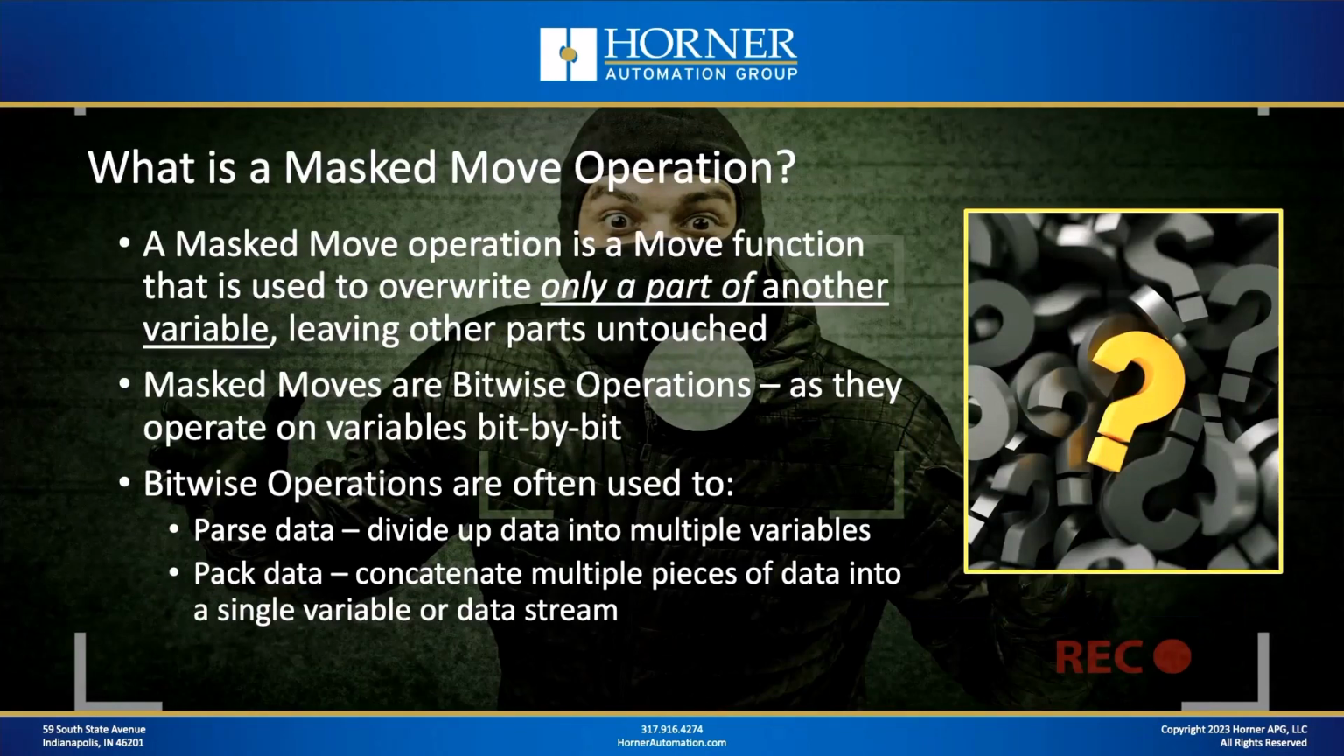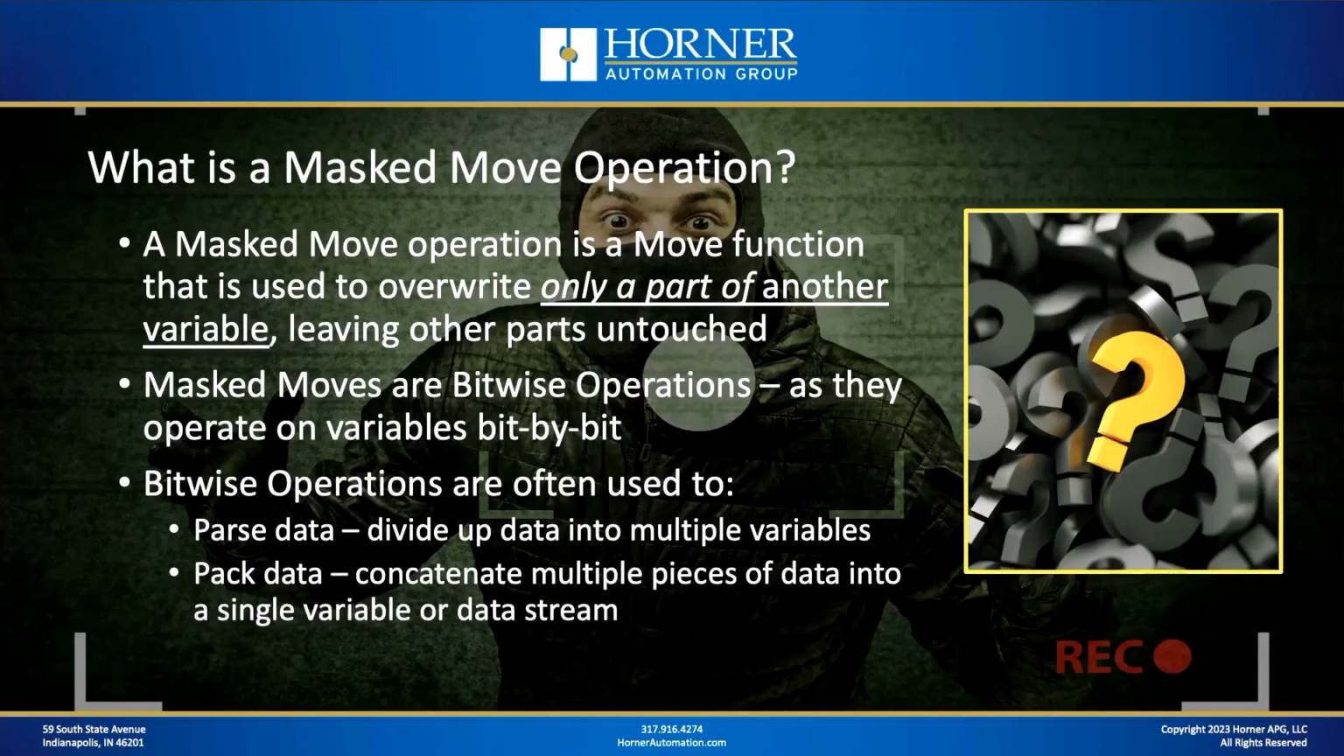Okay, so finally, let's answer the question, what is a masked move? A masked move operation is a move function where you are overriding only a portion of another variable. With a move function, you have a source and a destination, and the function of a move is to move the source data into the destination location. With a masked move, you can move just a portion of the data and overwrite just a portion of the destination, leaving other parts of the destination variable or destination register untouched. So that's what a masked move is.